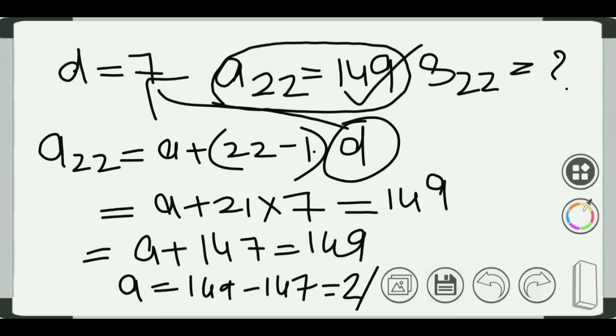Now you got the value of A. You know the value of AN. AN means A22 because S22, n is equal to 22. So AN is 149. A value you know. Now you can find easily S22.